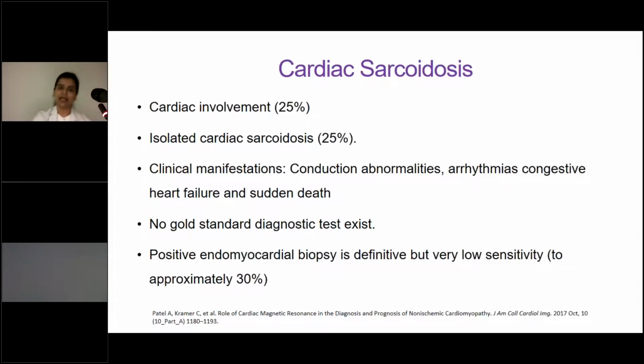Now, cardiac MRI has a very important role to play in the diagnosis of this clinical entity, since no gold standard diagnostic test exists. Though a positive endomyocardial biopsy is definitive for this disease, it has a very low sensitivity of only 30% and is rarely performed because of the high risk of complications due to its invasive nature. In accordance with this fact, the recently updated guidelines by the Japanese Ministry of Health and Welfare 2017 have downgraded endomyocardial biopsy to a minor criterion for the diagnosis of cardiac sarcoidosis and have instead upgraded cardiac MRI as one of the major criteria for the diagnosis of this condition.